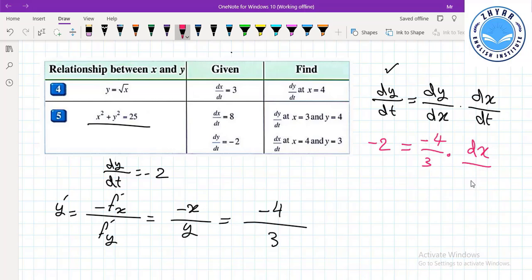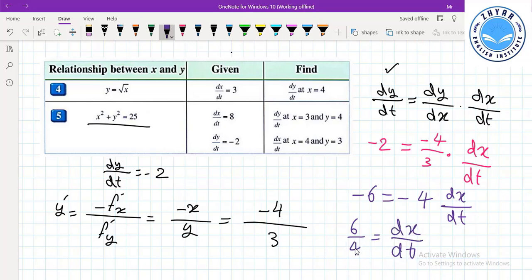Multiplied by dx/dt is completely missing. How can we make dx/dt the subject? If we divide -2 by this fraction, or we can say multiply both sides by 3, -6 equal to -4 dx/dt. Divide both sides by -4, so 6 over 4 is equal to dx/dt. 6 over 4 simplifies to 3 over 2. So dx/dt is equal to 3 over 2.